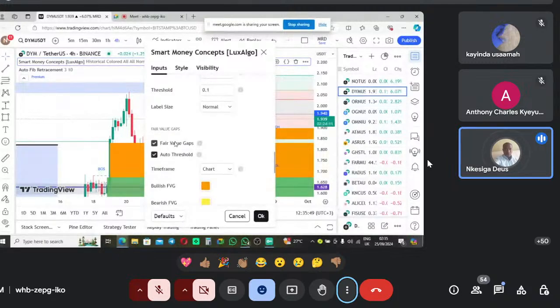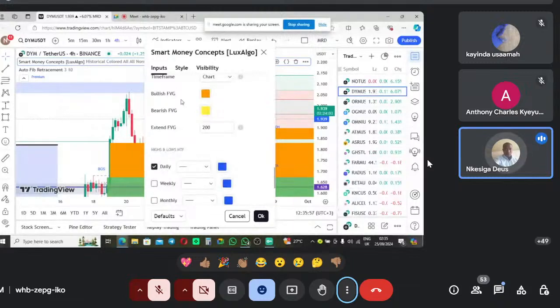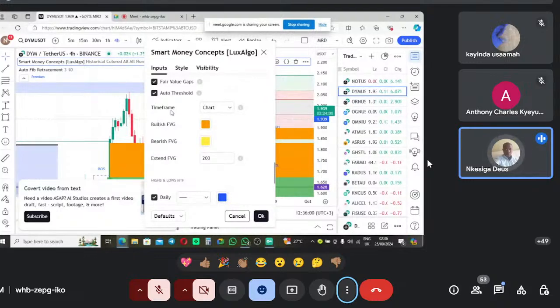So let's go on fair value gap. We put a tick, fair value. Then again here on auto, we put a tick. Let's go down. Here on time frame, let us put chart and the bullish fair value gap.